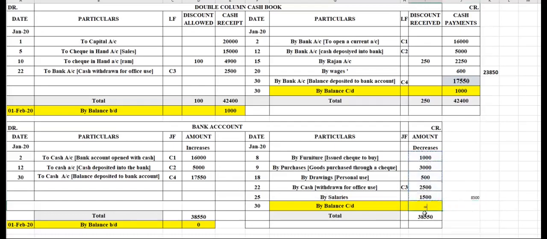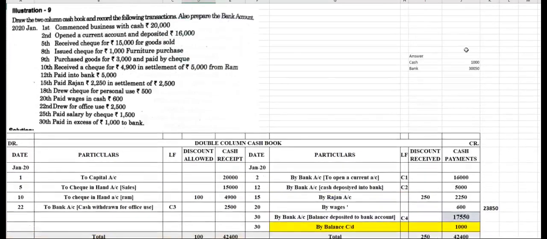Now the 38,550 minus 8,500 is 30,050. As on 30th January 2020, by balance carried down is 30,050. On 1st February 2020, by balance brought down is 30,050. The balance here of cash should be 1,000. Yes, are you seeing the balance of cash carried down? By balance carried down is 1,000, and the bank balance should be 30,050.